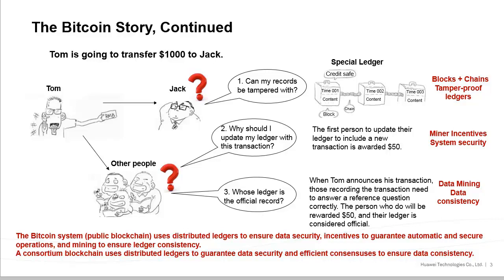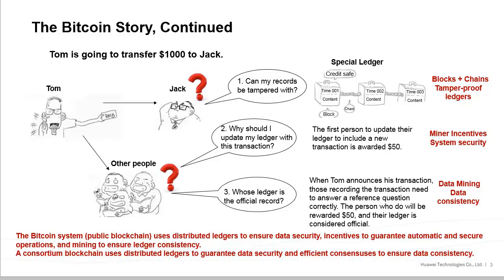First, the answer to Jack's question is no. Each block in a blockchain is considered a credit safe. Each individual safe is chained to the next to ensure that the data cannot be tampered with on a wide scale. As for other people's questions, why should they record Tom and Jack's transaction? They will receive minor incentives which are used to ensure the system security in a traditional public blockchain, like the Bitcoin system. Each accounting node receives incentives. In a consortium blockchain, the other people get other hidden benefits instead.